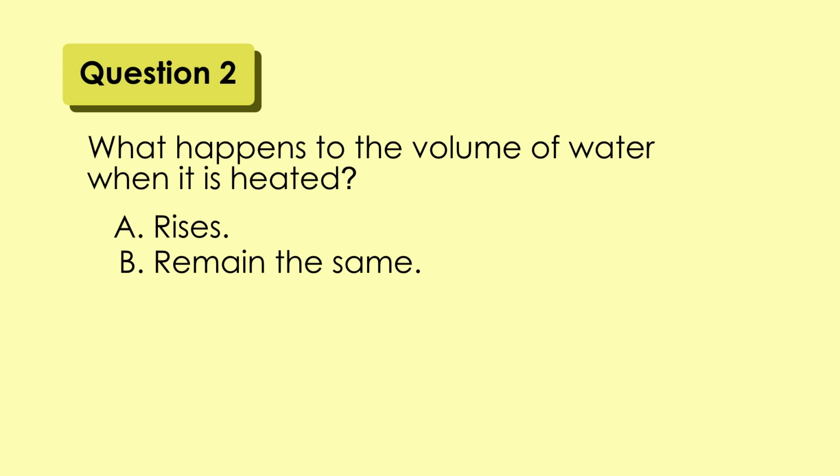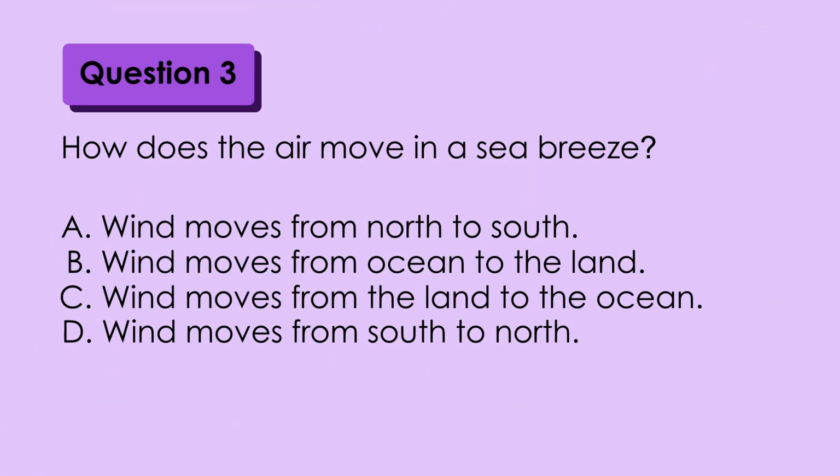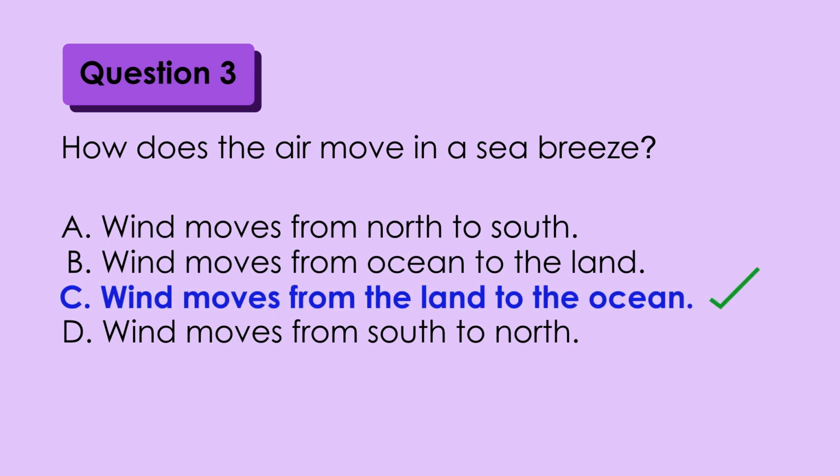Number 2. What happens to the volume of water when it is heated? Absolutely correct. The answer is B. Let us continue to number 3. How does the air move in a sea breeze? The answer is C, which is wind moves from the land to the ocean.